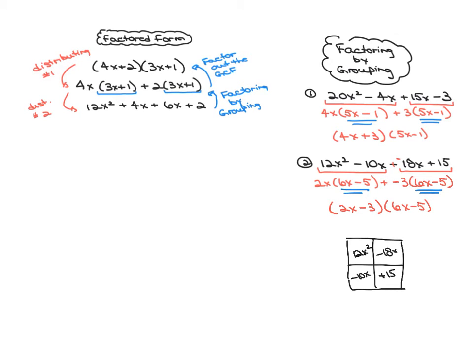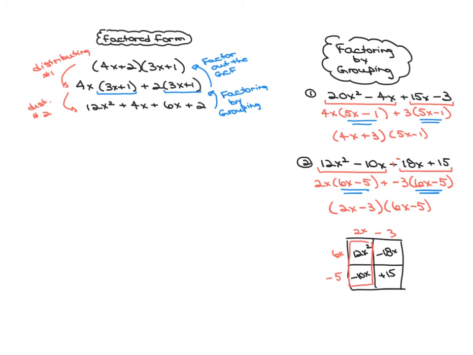When you factor by grouping, you're looking column by column. So I'll look at this first column and the GCF, 2x. We're left with 6x and minus 5. And then I think, minus 5 times what will give me positive 15? That's what tells me this needs to be minus 3. Let's check that too. Minus 3 times 6x does indeed give me negative 18x.